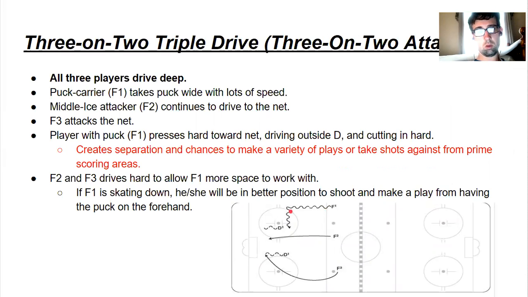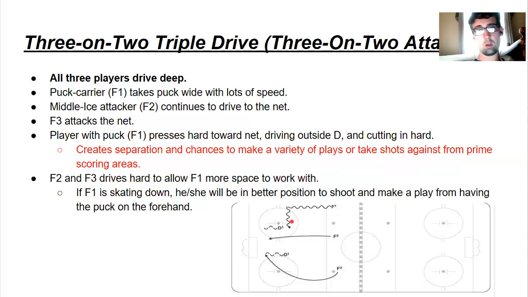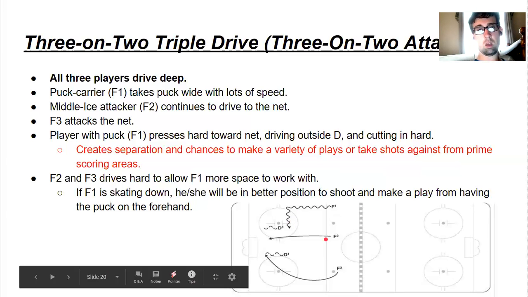He runs down the ice, basically, to get down to the middle ice attack, or forward 2, right down here. Forward 1 is making his way down the ice to forward 2. Continues to drive to the net. Forward 2 continues to go to the net. Forward 3 attacks the net. Right down here is attacking the net.